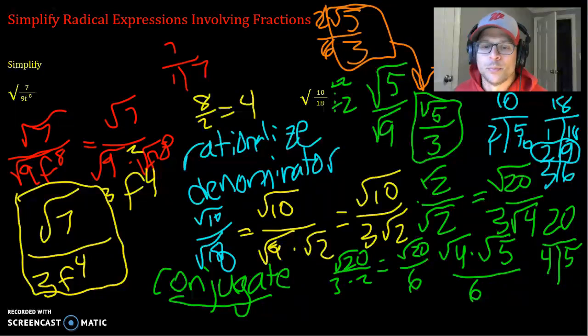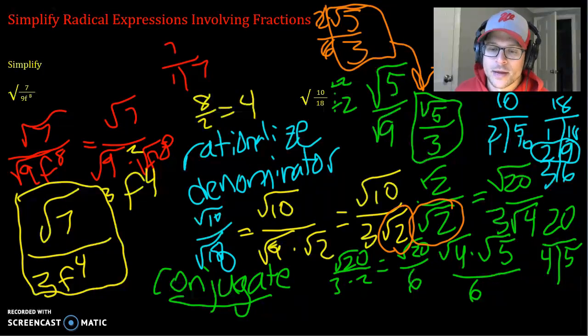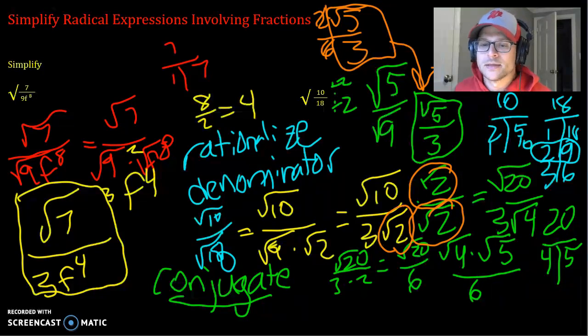So if you do end up with a radical in your denominator, you're going to multiply by the conjugate, which is whatever radical term is in your denominator, that's what you're going to multiply by. Just make sure that you're doing it to the top and to the bottom, because whenever you multiply times the top and the bottom, that gives you 1, and you're not changing the fraction itself.